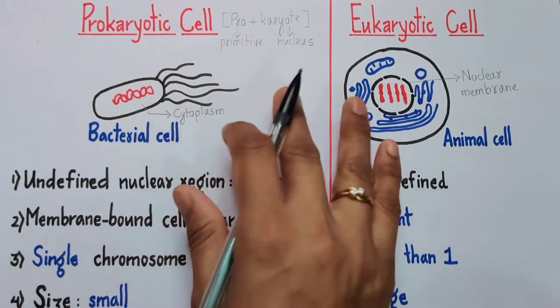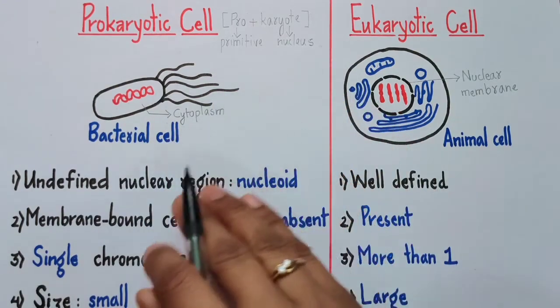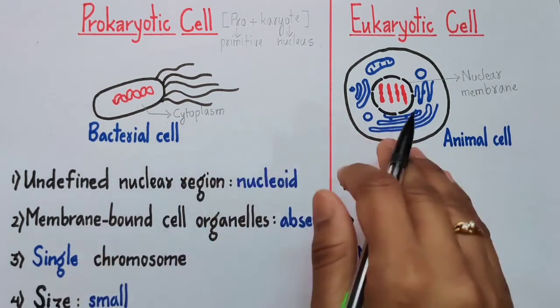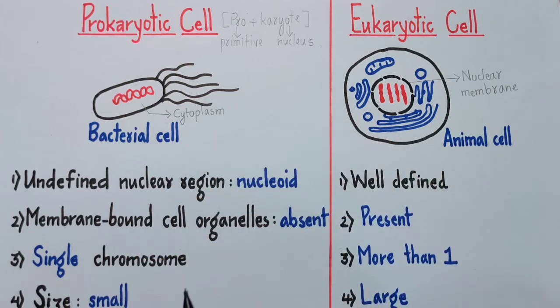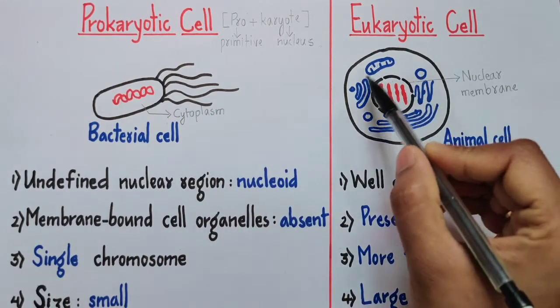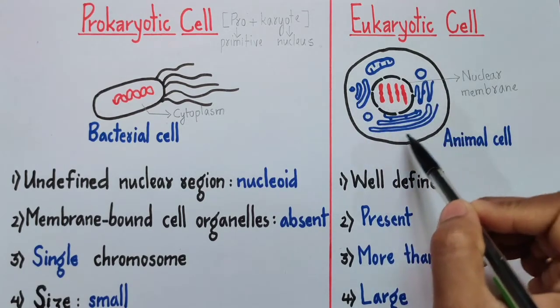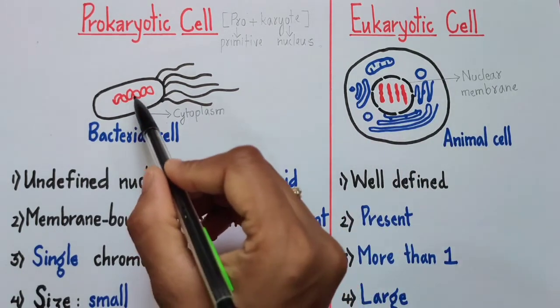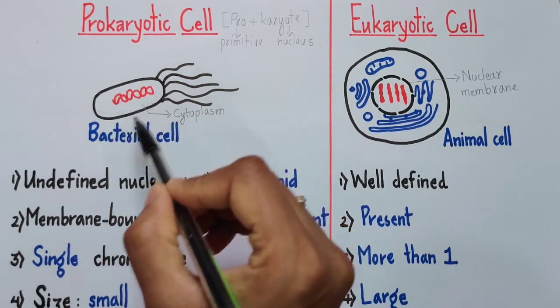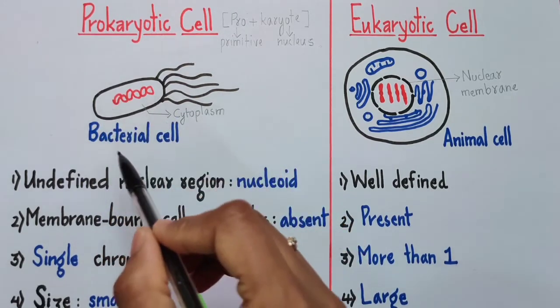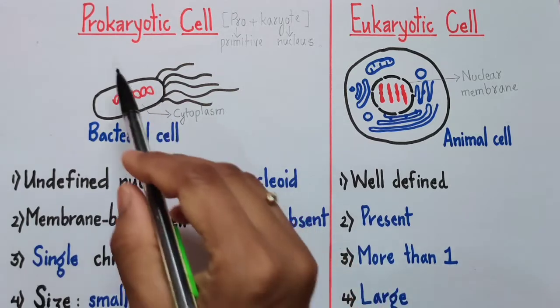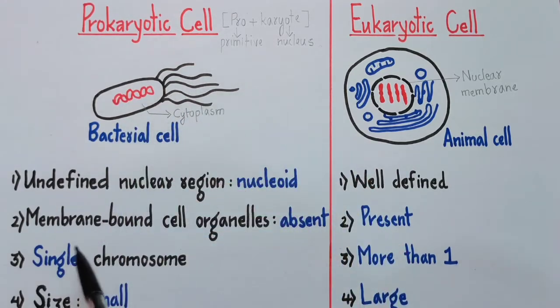Now let us observe these diagrams carefully and try to bring about some more point of differences between the two cells. If you observe this animal cell, it is studded with numerous cell organelles. But here, there are no cell organelles seen. So the second point of difference between the two is that prokaryotic cells lack membrane-bound cell organelles. On the other hand, eukaryotic cells have membrane-bound cell organelles.